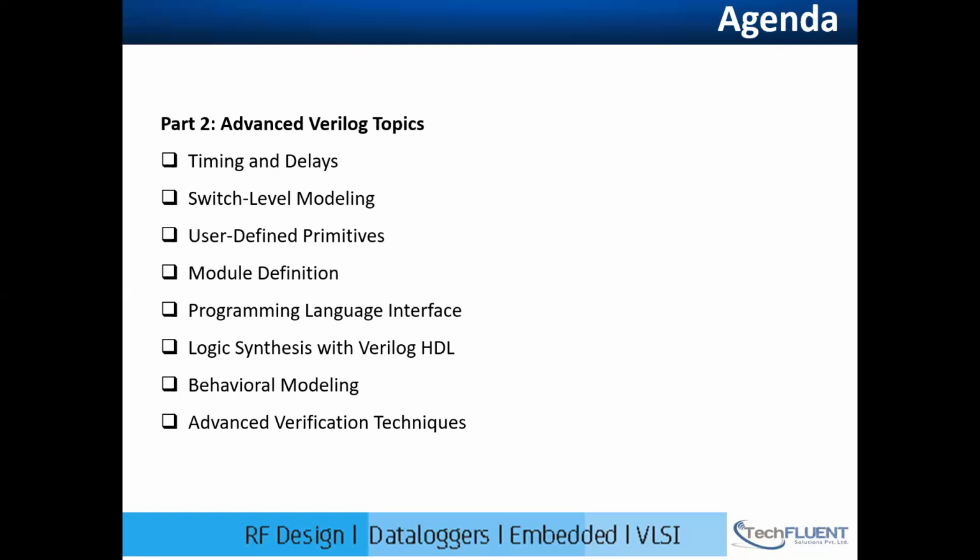So the next one is switch level modeling. In switch level modeling, we will be discussing MOS and CMOS switches, bidirectional switches, and how to program Verilog by using CMOS circuits. And the next one is user defined primitives. So we'll be discussing what a UDP is, what the different rules for UDPs are, and how to define a combinational UDP and sequential UDP. Everything will be covered in the user defined primitives.